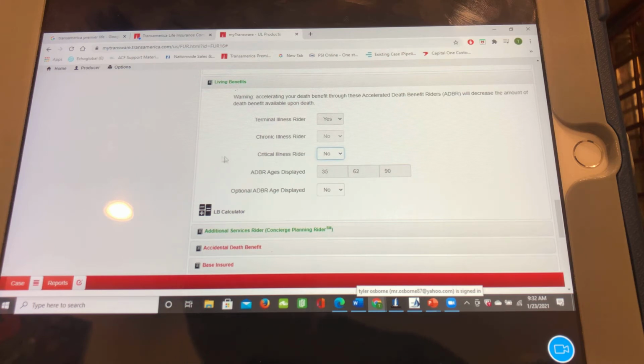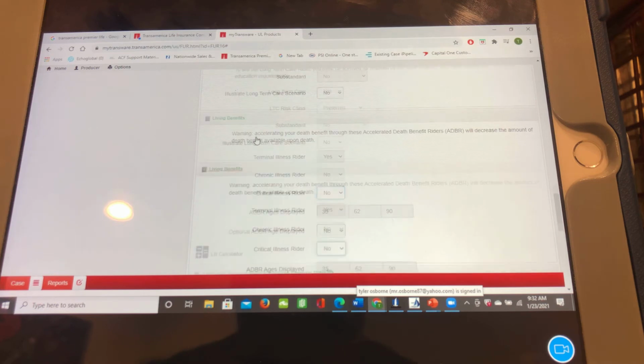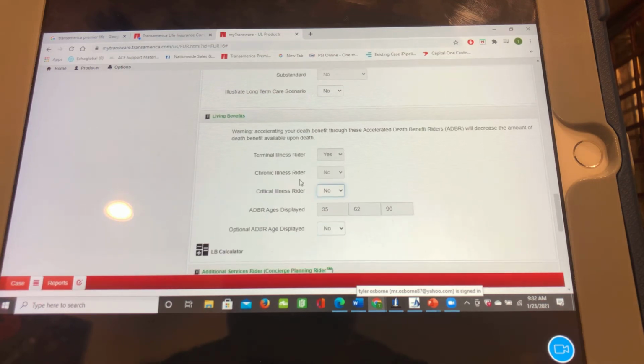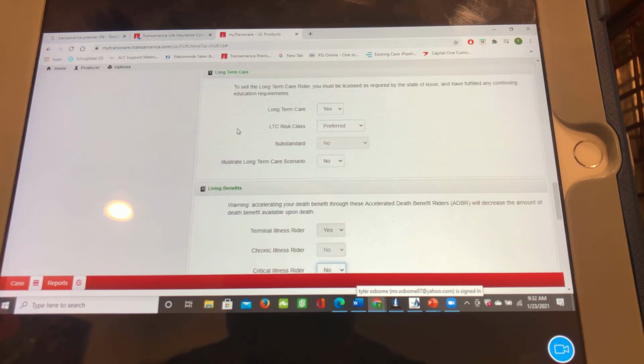Sure. I think some of the long-term care benefits can be used for the chronic illness, meaning that if you're critically ill, you're probably going to need long-term care. So it wouldn't make sense probably to have both. That's probably one of the reasons why, for sure.